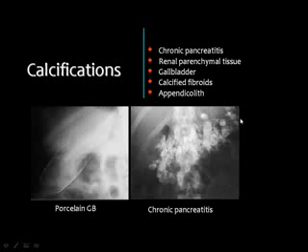Then here you can see extensive calcification along the anatomic site of the pancreas in a case of chronic pancreatitis. And this is calcification of the gallbladder wall, which is known as porcelain gallbladder, and this is considered a precancerous situation.